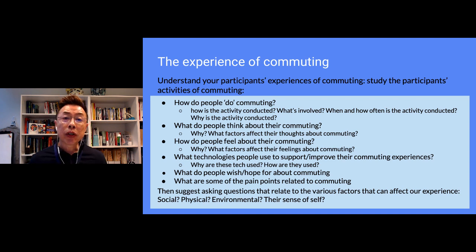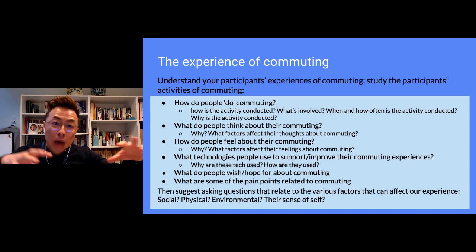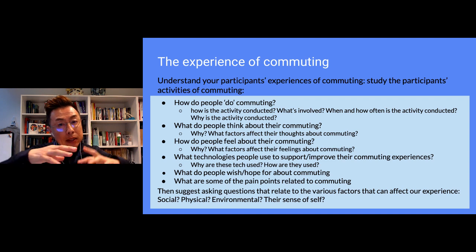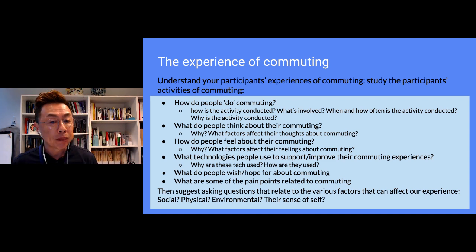What technologies do you use to support or to improve your commute? Why are these technologies used and how are they used? Are they used during the commute itself or before as a planning device? And you need to know already what the technologies are at play so that you can then design something in addition to what they're doing, or to change what they're doing with their technology.